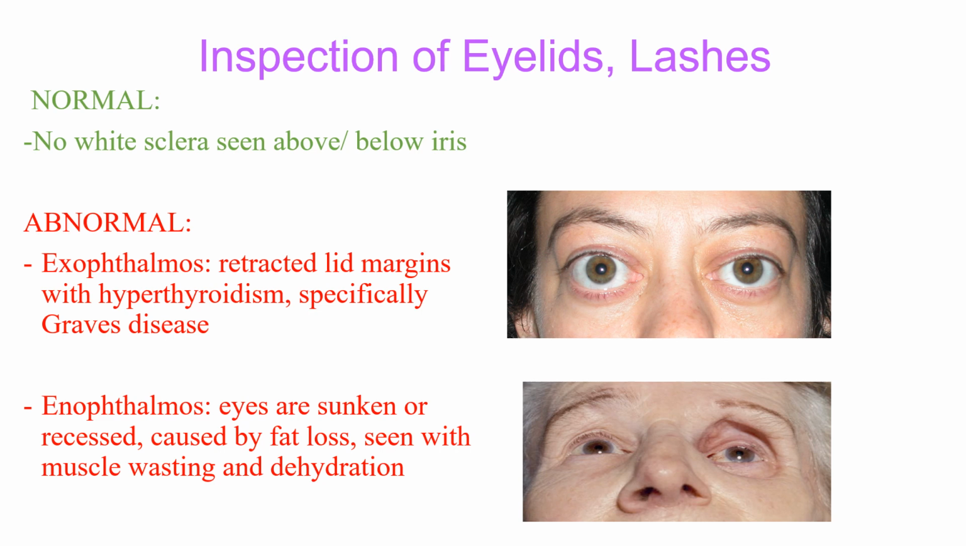Now here in the inspection, we expect that no white sclera is seen above the iris, and you can see in this picture that the eyes are protruding somewhat in the exophthalmos, and the lid margins are pretty high there, and you see quite a bit of sclera on either side of the palpebral fissure. The enophthalmos is the sunken eye, and you can see in this patient's left eye how sunken that is. That can be seen with older adults, fat loss, dehydration. The bone structure becomes more prominent around the eyes.